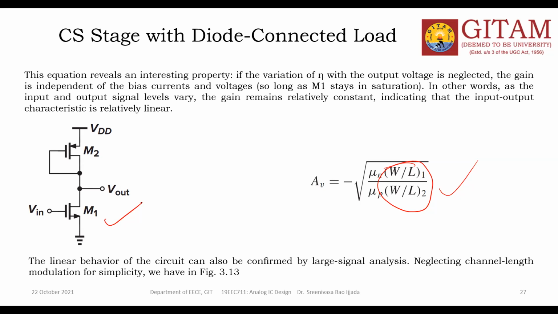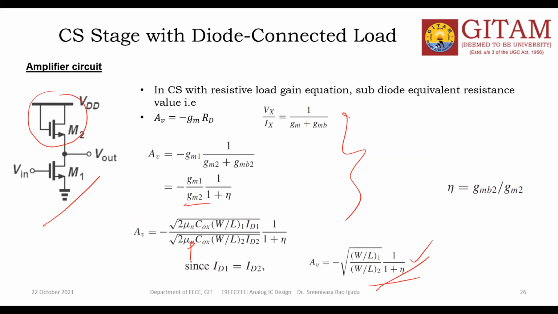If you take channel length modulation, an extra term will come, that is 1 plus lambda VDS. If lambda is 0, meaning there is no channel length modulation, then you get the same thing, the square root of 2 mu n Cox W by L times Vin minus Vth. So if channel length modulation is neglected, then this is correct. You understand? This is the diode connected load.